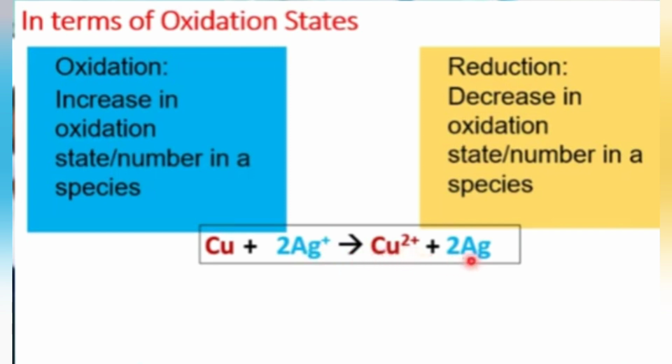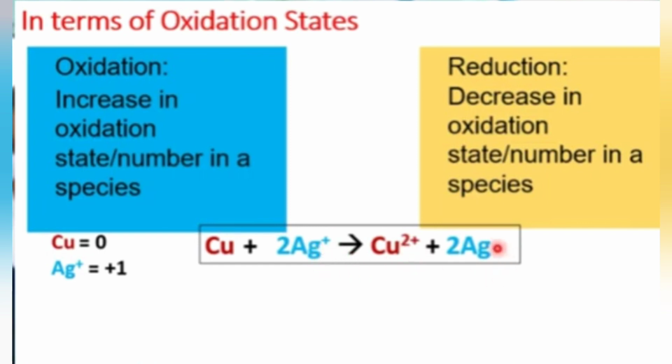Here you have copper combining with silver ions to give us copper 2+ and 2 moles of silver. Here you see that the copper oxidation state is changing from 0 to +2. So we say copper is undergoing what? Oxidation. Why? Because its oxidation number is changing from 0 to +2. That means it's the one actually donating what? Electron.